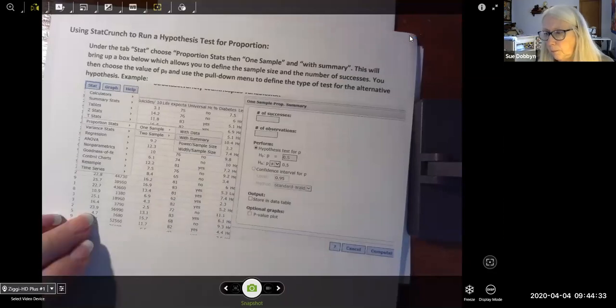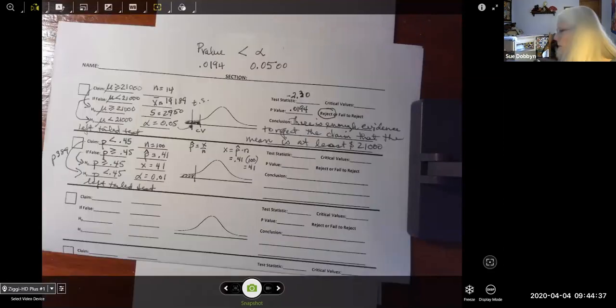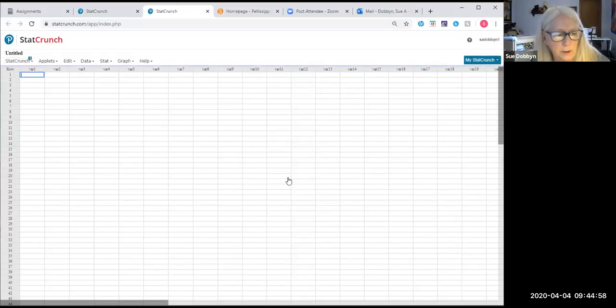Okay, so what we want to do, I need to change the share back to StatCrunch now. So give me a second to do that. Okay, so about now you should be seeing StatCrunch again.